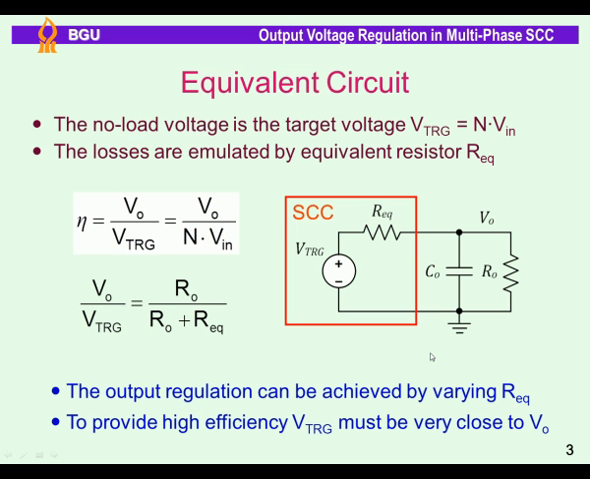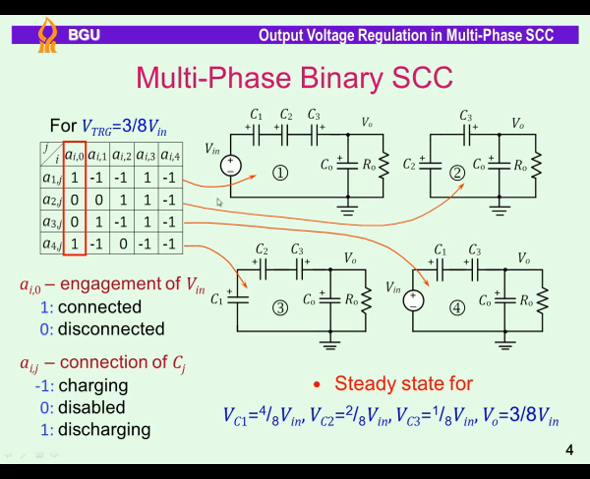It's evident thus that to regulate the output voltage one needs to adjust the equivalent resistor. This will affect the efficiency, and to obtain high efficiency the target voltage must be very close to the output voltage. Let's now consider the multi-phase SCC with the binary output voltage of 3/8 of Vin.